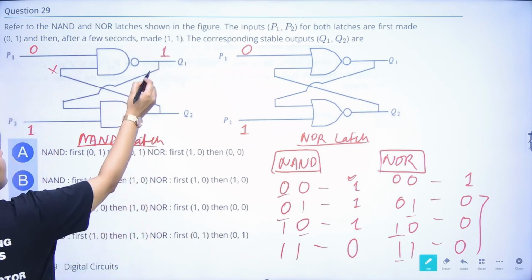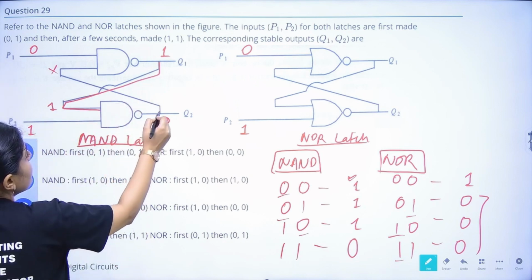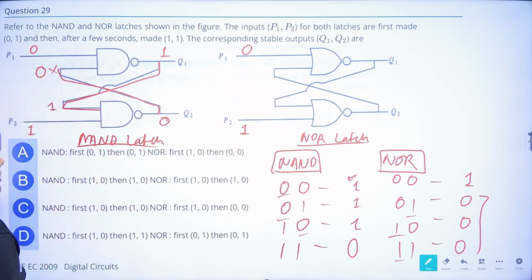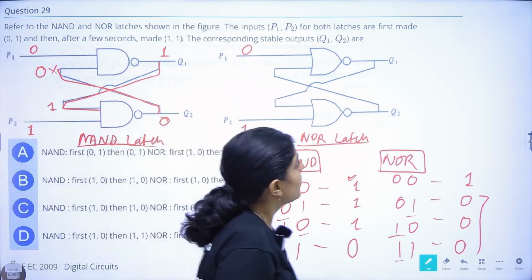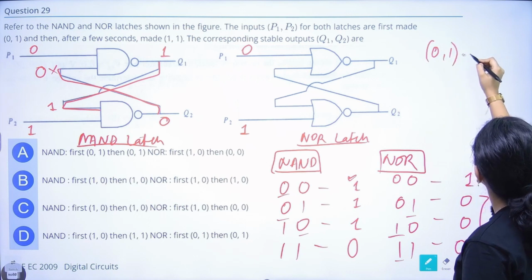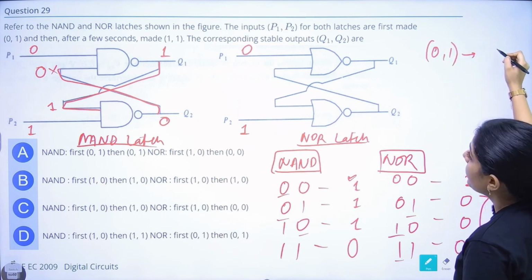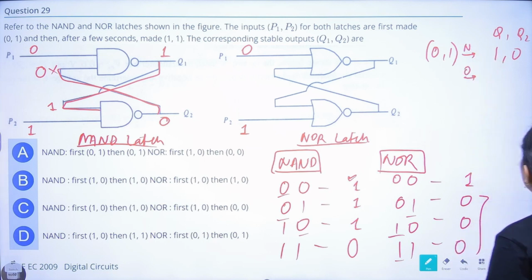So this 1 is coming here. 1 and 1, we know it will be 0. This 0 will move here, so it will become 0. So the value will be 1 and 0. For P1 equals 0 and P2 equals 1, Q1 and Q2 will become 1 and 0. So for the first input 0, 1, NAND gives 1, 0 as the Q1 and Q2 values. Here I'll write the NAND values, and here I'll write the NOR values.